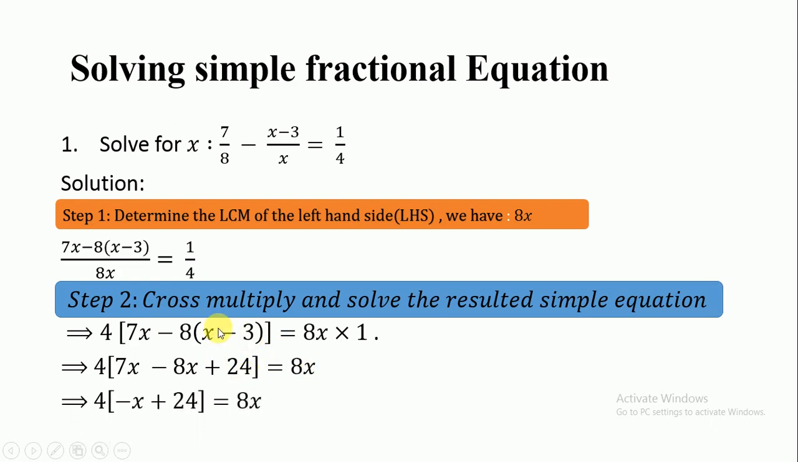When you move further, 7x minus 8x gives you minus x plus 24. You can open this bracket: 4 times minus x gives minus 4x, plus 4 times 24, which gives you 96. By the time you collect the like terms, you have x equals 8. That's just a simple equation which you can solve. So simple. You can see that x is equal to 8.